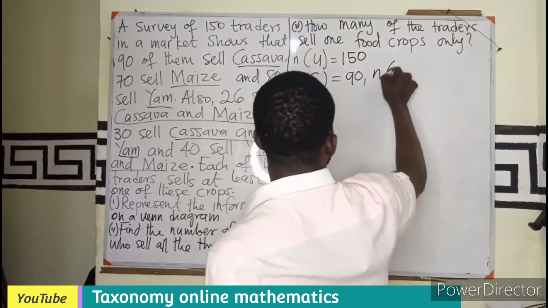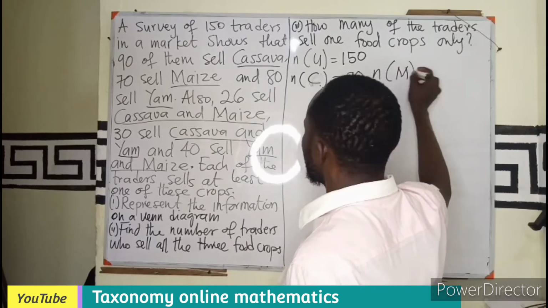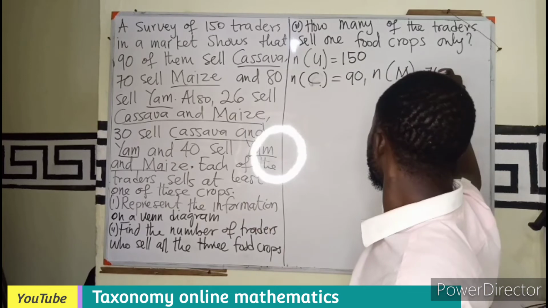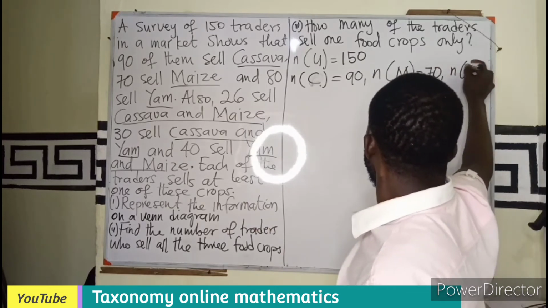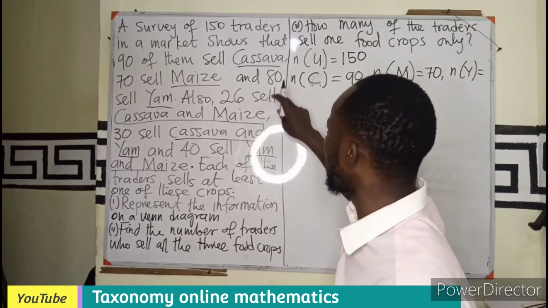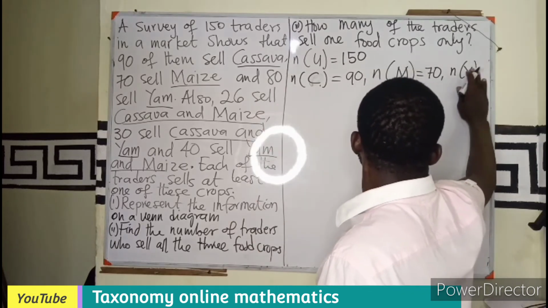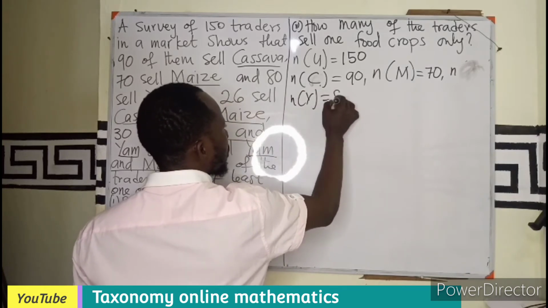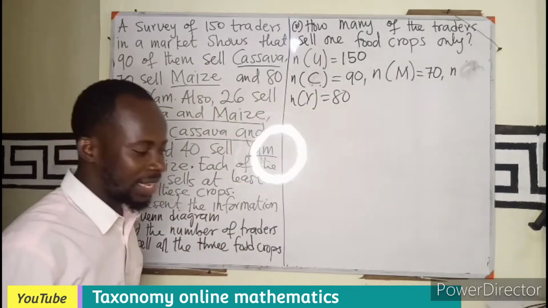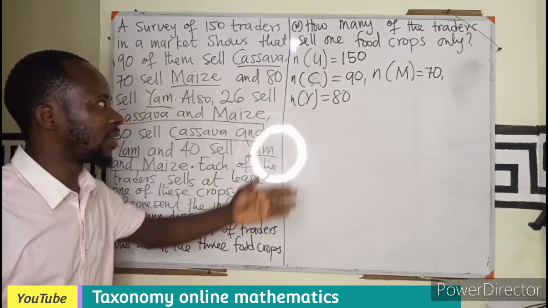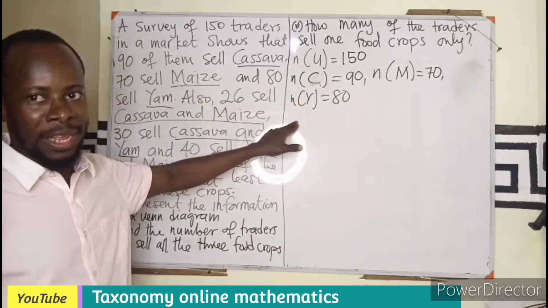Then we have number of maize. How many sell maize? 70 sell maize. So we have 70. Then number of yam. How many sell yam? 80 of them sell yam. So these are the three subsets that we are having: C, M, and Y.